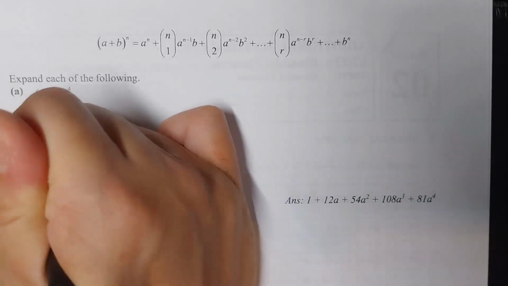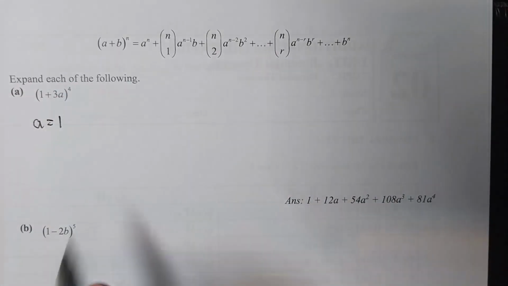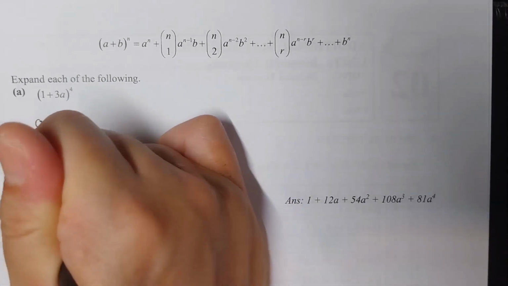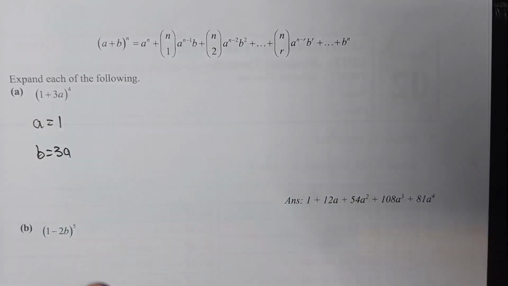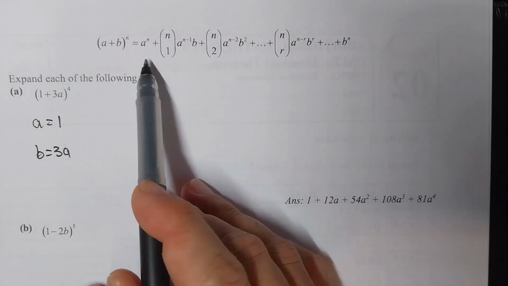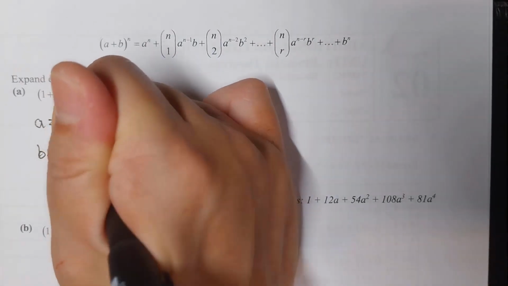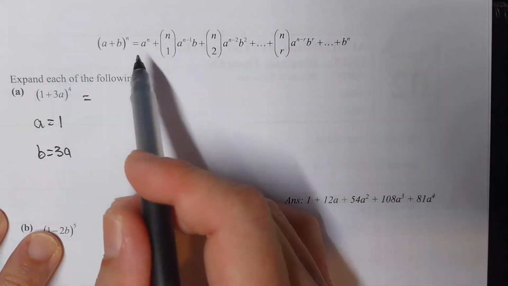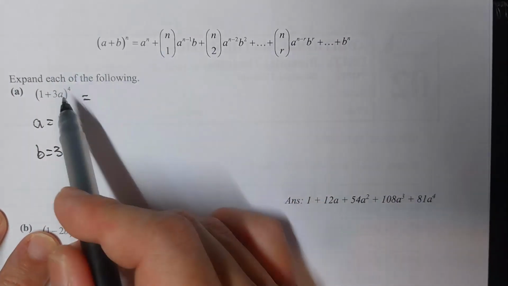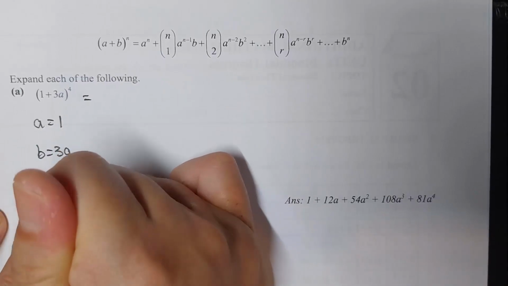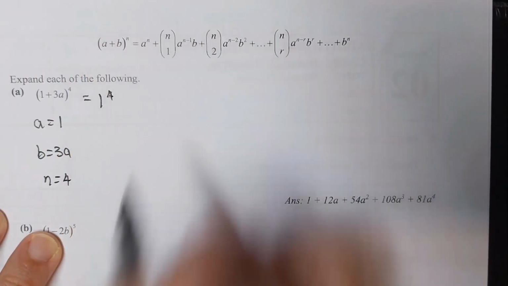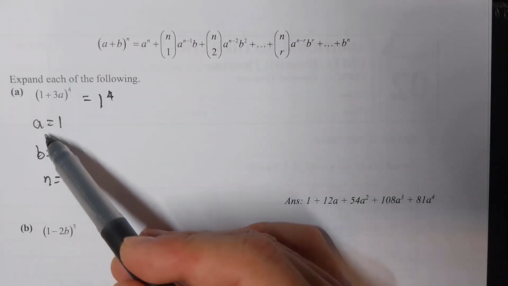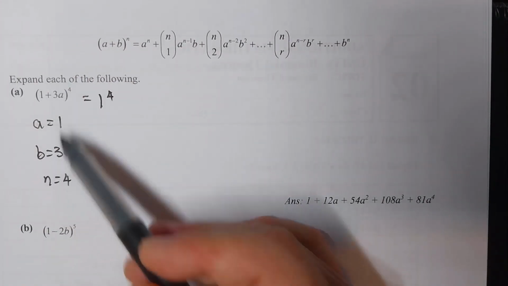In this case, the value of a is actually 1. The value of b is actually 3a. So since this is the formula that is given, we will have 1 to the power of n. And the value of n is actually 4. So we have 1 power 4. All right? So one way to help yourself is actually to list out the value of a, b, and n on this side here.